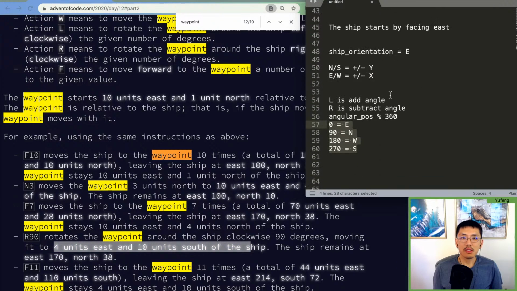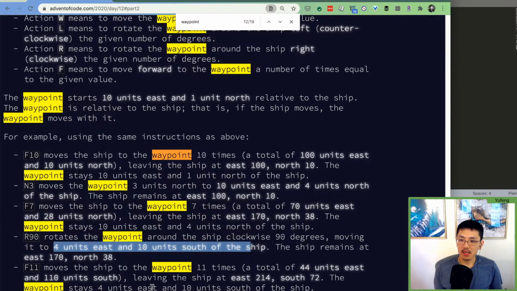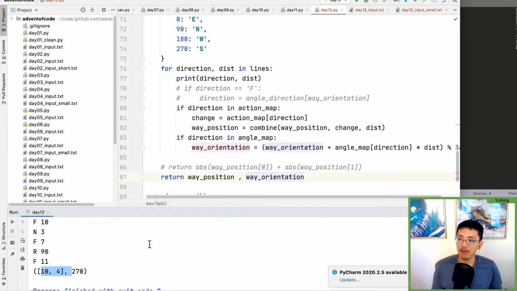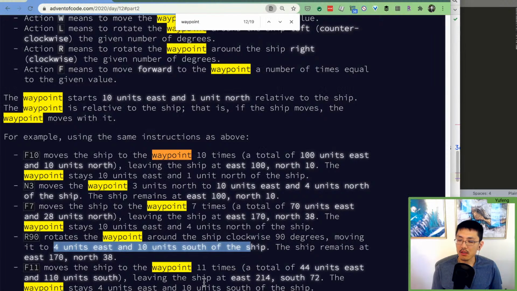Let's check. I want to check something here. North-south is the XY. So when it says the waypoint is XY, this should be 4, negative 10. Moves the ship to the waypoint 7 times. The waypoint stays at 10 east, 4 north. That's 10, 4. Oh, that's where I'm at here, 10, 4. So we don't care about the forwards. So really it should only be north 3 and then R 270.